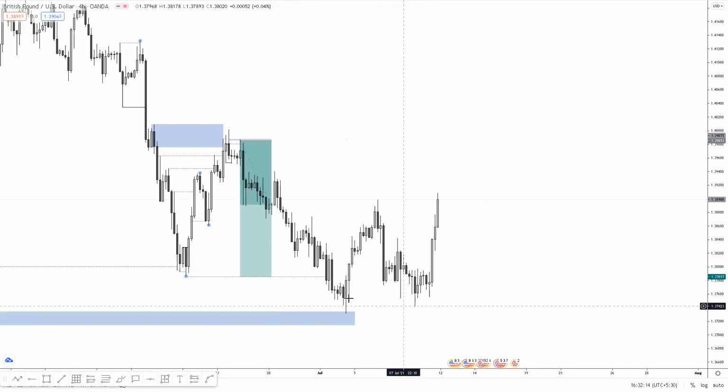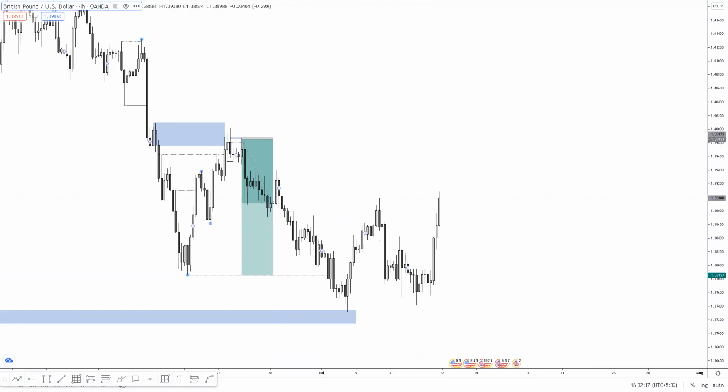into the 50% and then broke minor structure. Okay, it broke minor structure right here, right here.